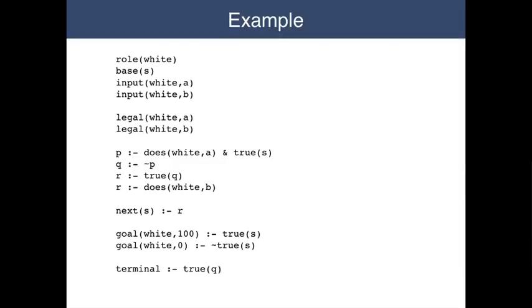Notice the dynamics. If A is performed and S is true, then P becomes true. If P is false, Q becomes true. If Q is true, R becomes true, and if white performs B, then R becomes true as well.